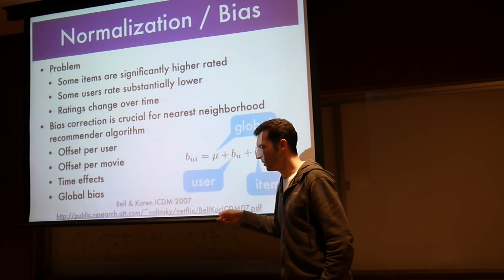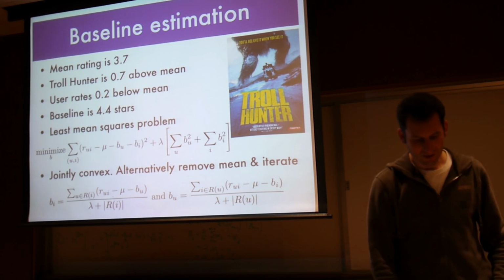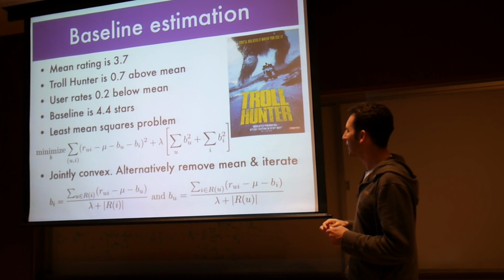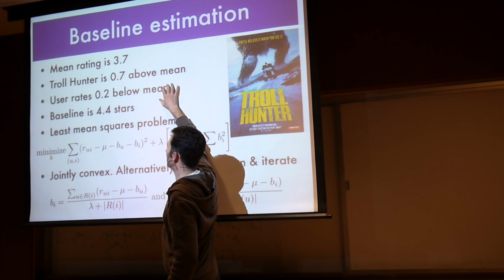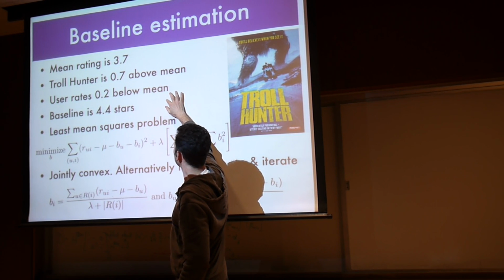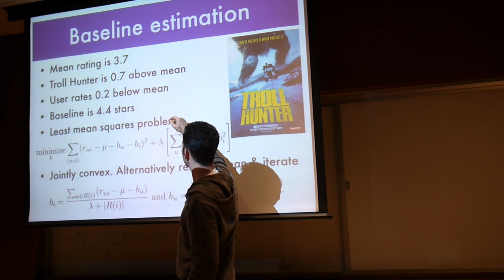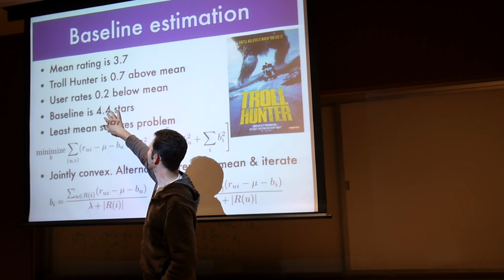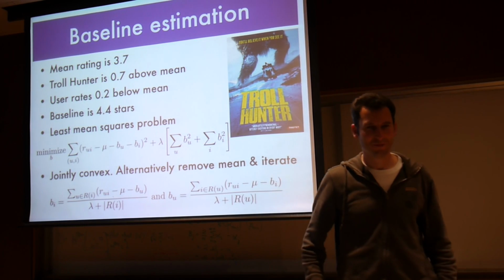So, okay, that actually explains it in a fair amount of detail. Let's take an example. Let's say the mean rating is 3.7, and maybe Troll Hunter is a really good movie, right? But the user really doesn't think about movies so highly at all. So in that case, we take 3.7 plus 0.7 minus, in this case, 0.2, and as you can clearly see, I got the math wrong, it should be 4.2. That's why I don't release slides beforehand.